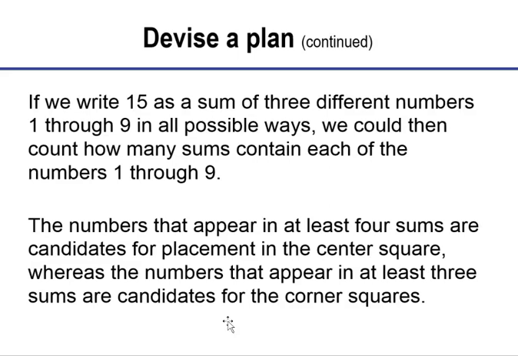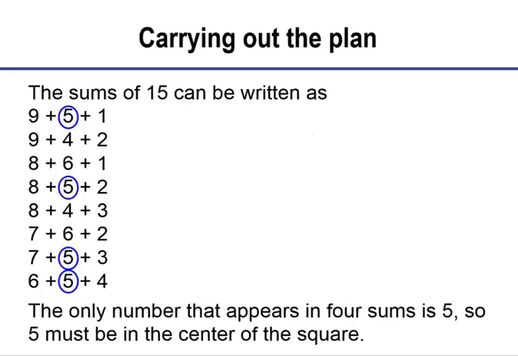Now notice, if we do this, the numbers that appear in at least 4 sums are candidates for placement in the center square, whereas the numbers that appear in at least 3 sums are good for the corners, right? So look at your list. Do you see anybody that shows up frequently or the most? That should be our center square. And then the next most may be in the corners. Now let's look at the list. Let's see if our lists match.